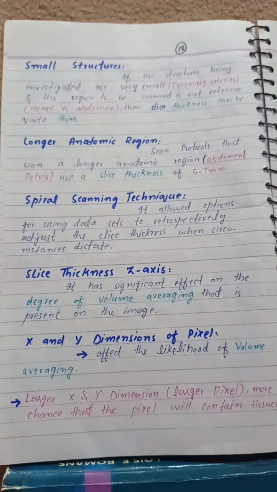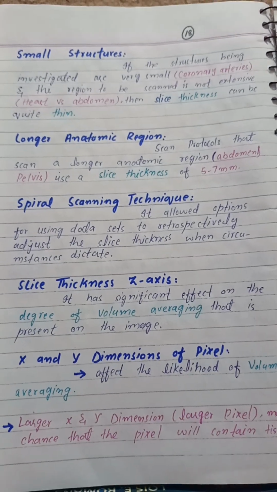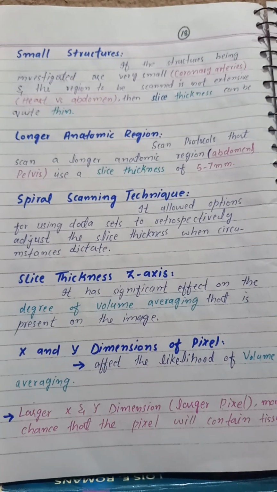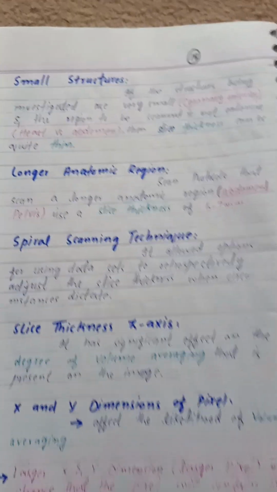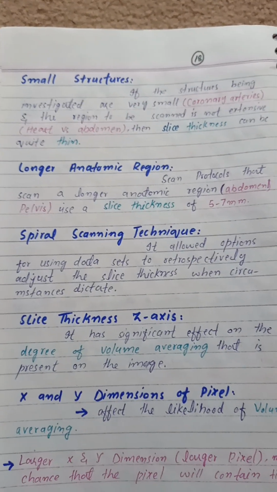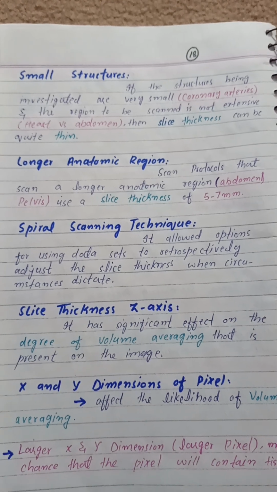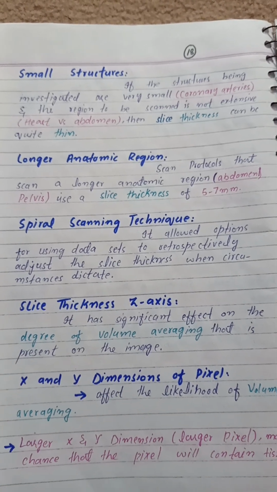Small structures. If the structures being investigated are very small, like coronary arteries, and the region to be scanned is not extensive, heart versus abdomen, then slice thickness can be quite thin.